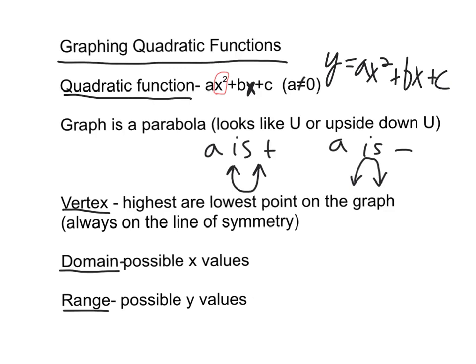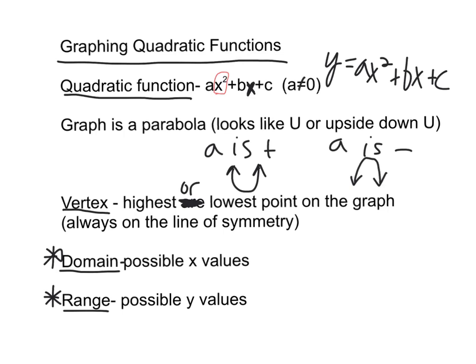Vertex is the highest or lowest point on the graph, and it's always on the line of symmetry or the axis of symmetry. And then on the graph, a reminder here about these ideas. The domain is the possible x values, and the range is the possible y values.